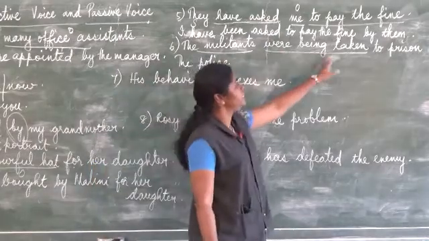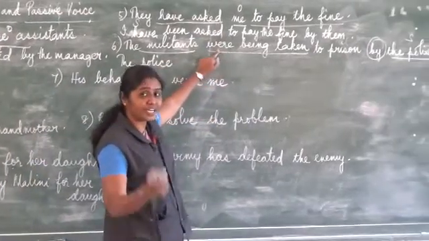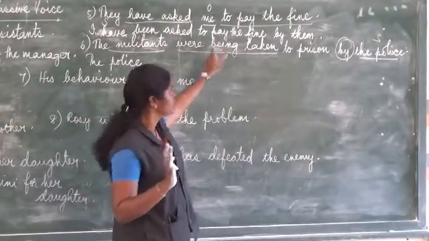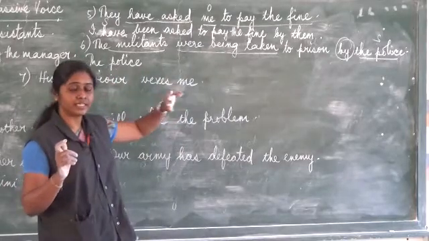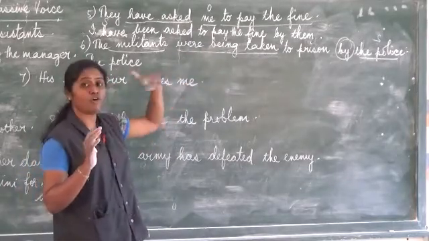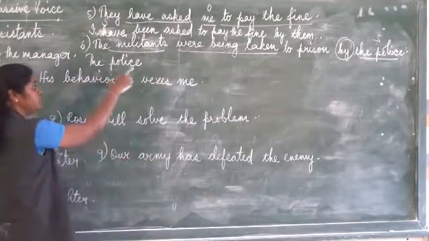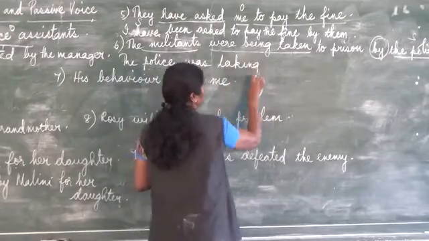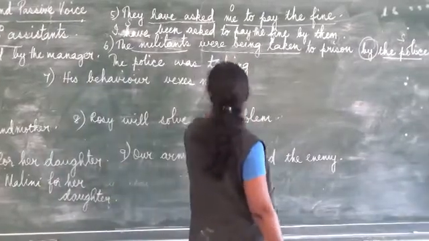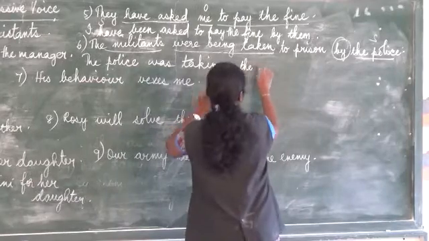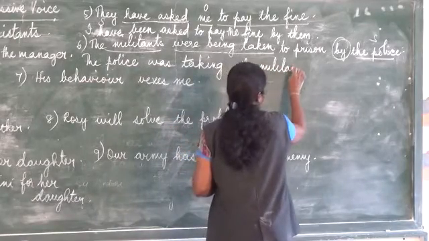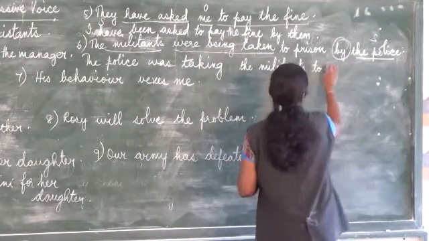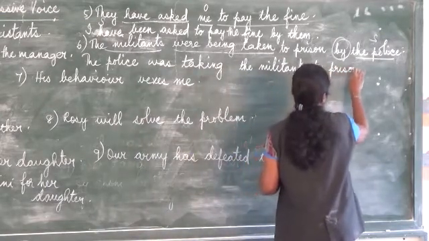Okay. "Were being taken." So now if you see "were," you can understand it is past tense. As soon as you see "being," you can understand it is continuous tense. So past continuous, it will be either "was taking" or "were taking." So now for "police," it is only "was taking." "The police was taking the militants to prison." Okay.